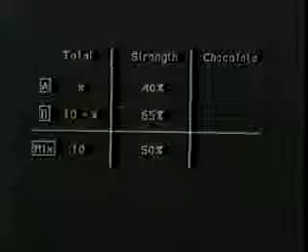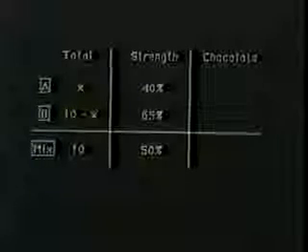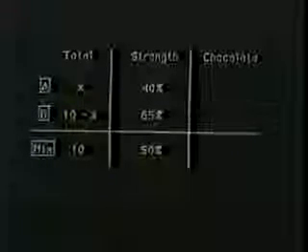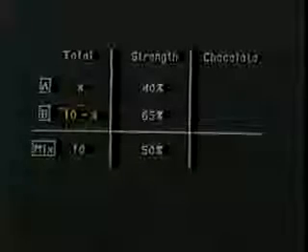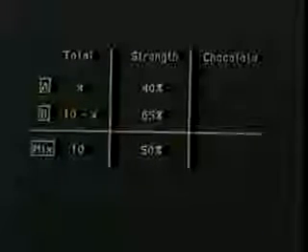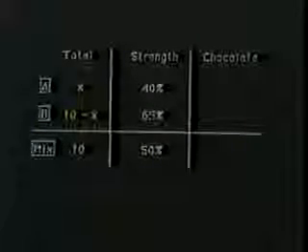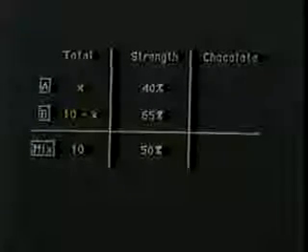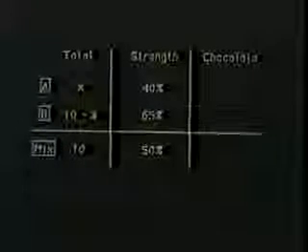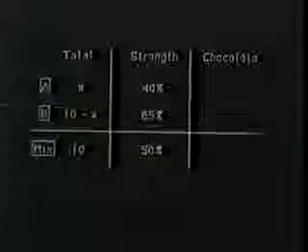We're looking for two things here. How much of A and how much of B. So let's use X for the amount of mixture A and 10 minus X for the amount of B, since the total of the two has to be 10 pounds. Remember, we can add that first column, and the total has to come out right.